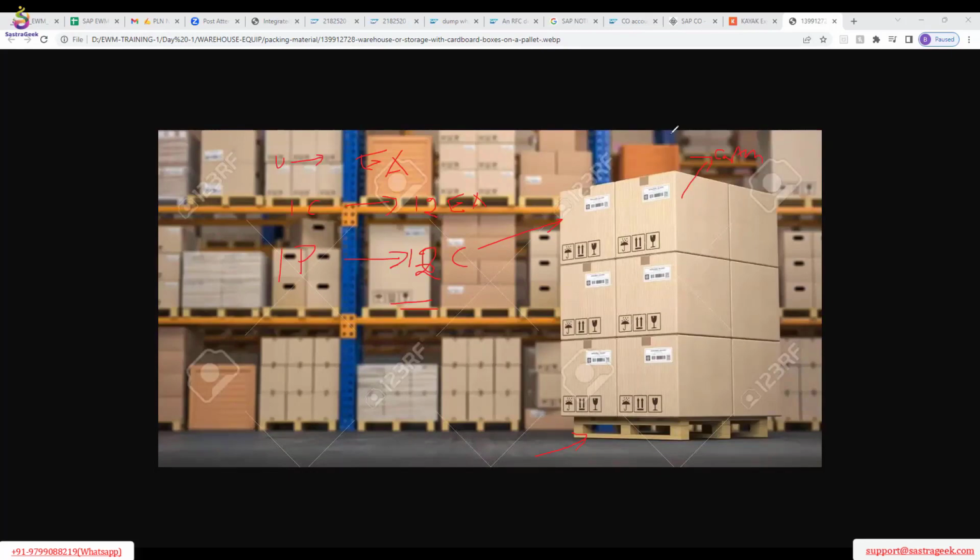So you need to understand, whenever you receive or whenever you deliver, what you do first is put a pallet, whether a wooden pallet, a plastic pallet, or anything in that matter. Typically in the industry, people will go for a wooden pallet, and otherwise a plastic pallet.